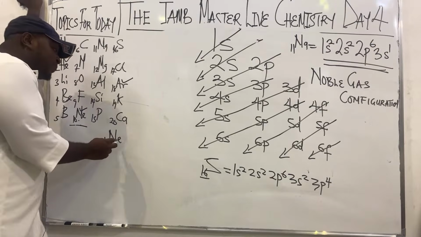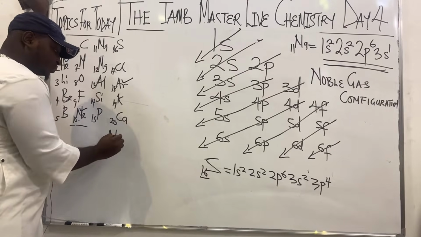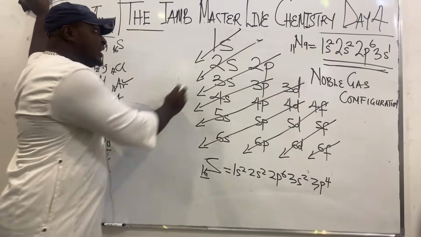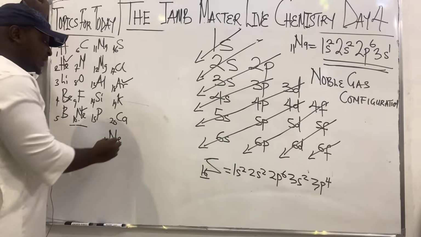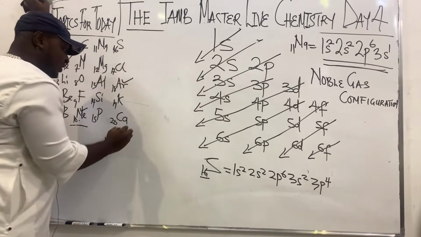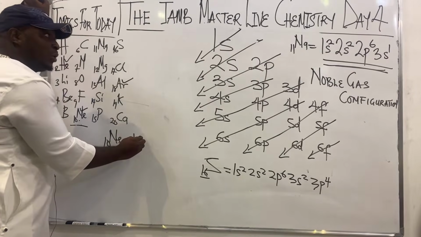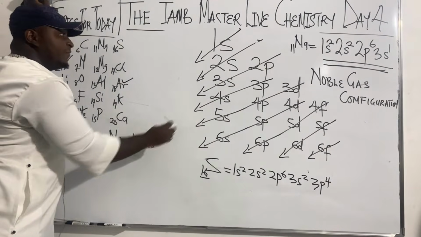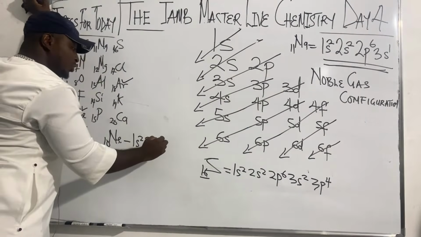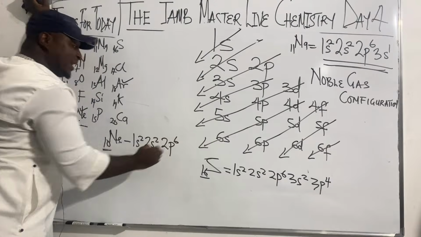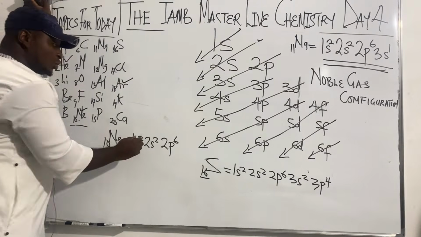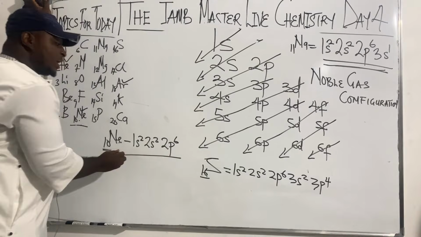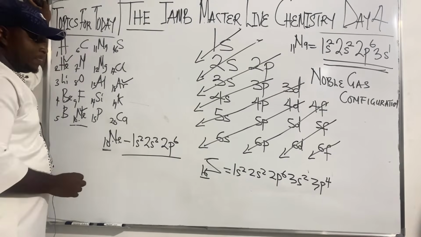Class, what would be the SPDF configuration for neon if it has 10 electrons? Let us store the 10 electrons of neon in the SPDF order. Remember you start from the lower energy level. 1s can take only 2. After 1s, you come down to 2s: 2. After 2s, you come down to 2p. p can take how many? 6. Remember that p can take up to 6 electrons. So 2 plus 2 is 4, 4 plus 6 is 10. So you have 1s2, 2s2, 2p6. This is the configuration of neon.